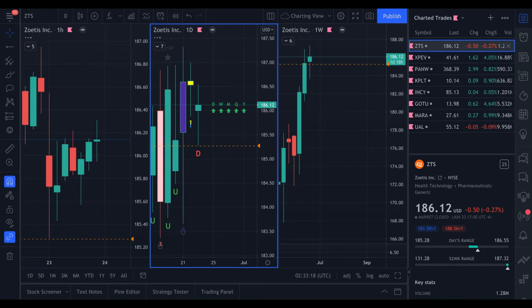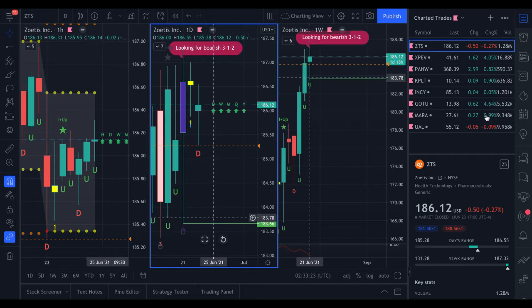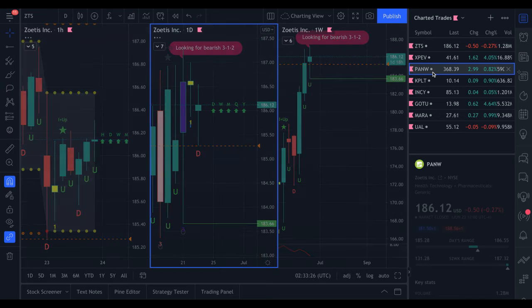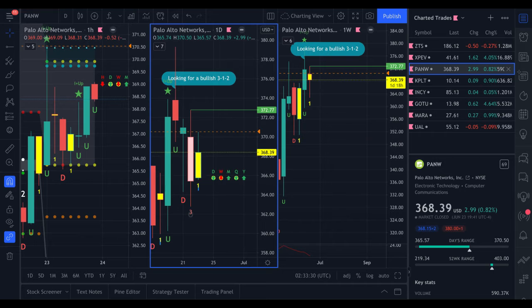And let me make sure I said that for this one as well. This is what we're looking to break, and then this down here is the price target. Okay, moving on to Palo Alto Networks. Also have an inside week here, and looking for a bullish 312. This one I am more confident in than the other, so I'm actually going to move this up.